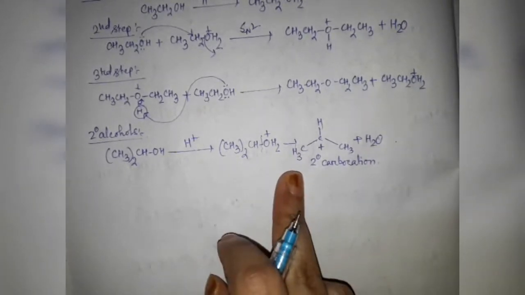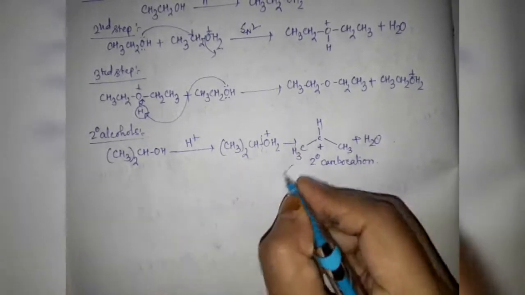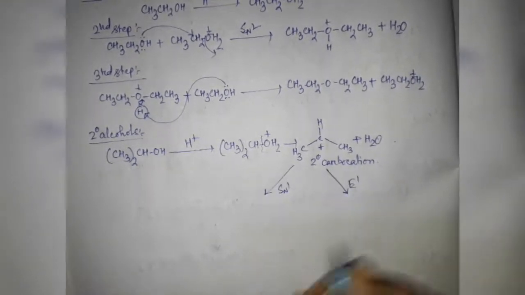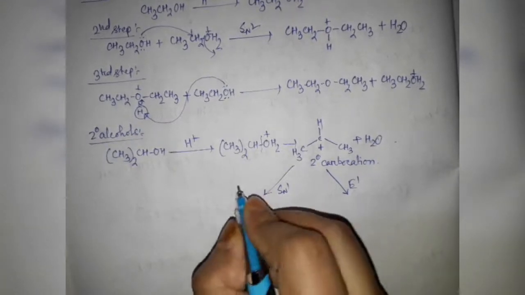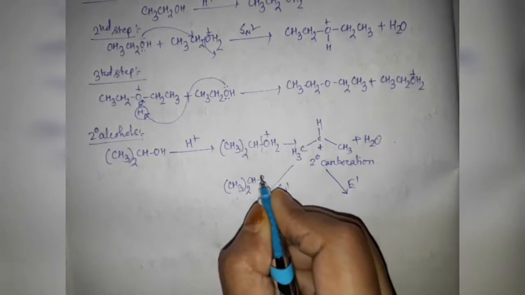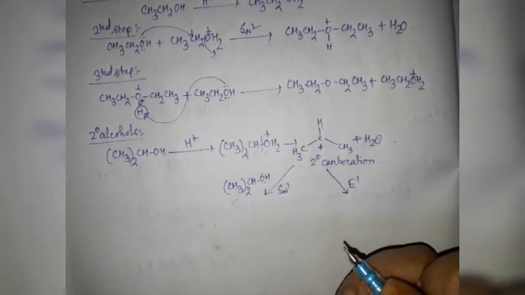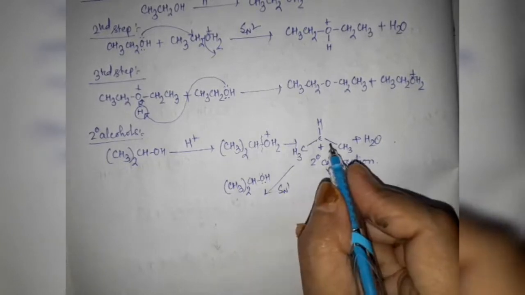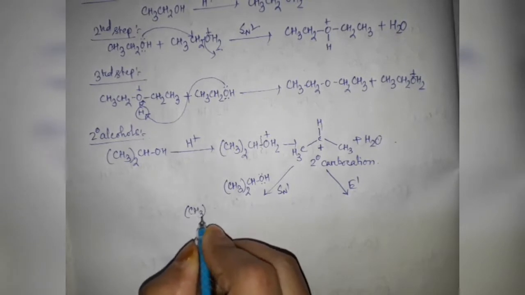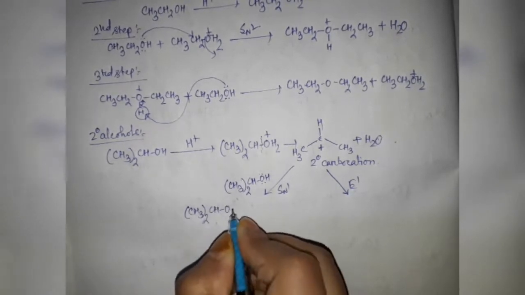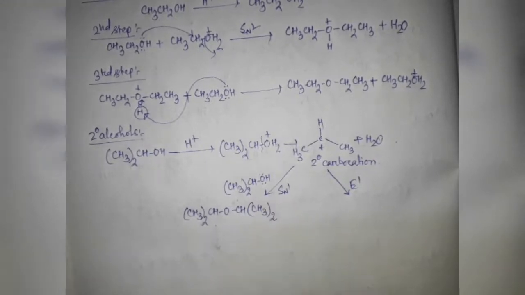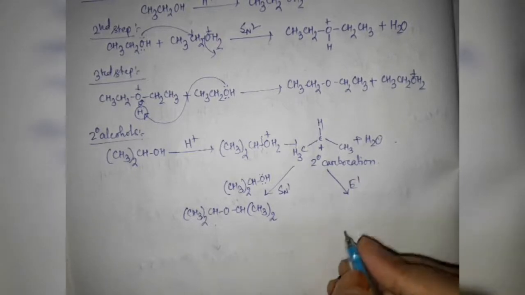Now this 2 degree carbocation can act in two ways, that means SN1 reaction and E1 reaction. If another molecule of isopropyl alcohol reacts as a nucleophile, with the lone pairs of electrons present on the oxygen atom, it can attack this carbocation, and by subsequent deprotonation we can have (CH3)2CH-O-CH(CH3)2, that means diisopropyl ether.